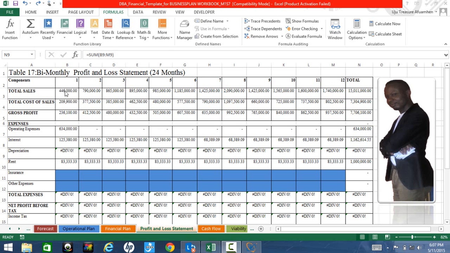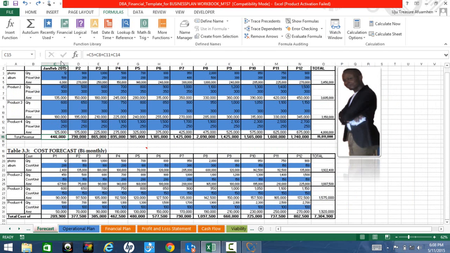Now, beginning from this very row, the total sales. The value you're seeing here refers to the P1 component, that is January, February, depending on the month your year starts from. This is January, February for us, March, April, down to the next year. And these values came from our forecast table.